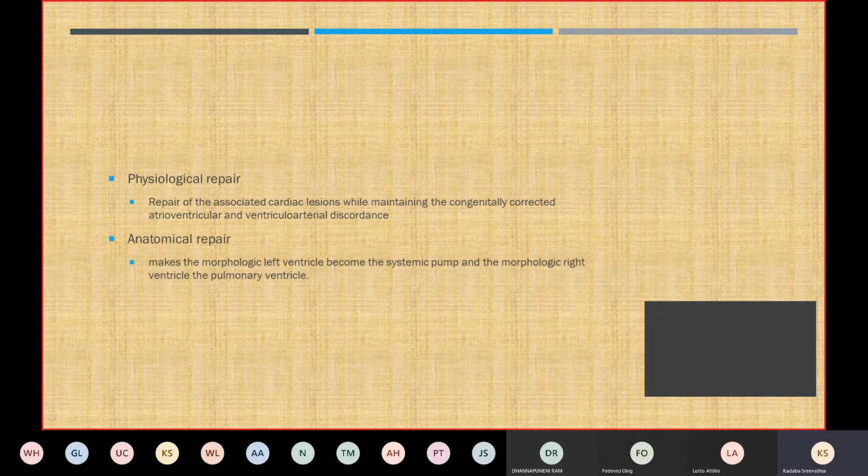So, what are the repairs that we aim in ccTGA? The surgical options for ccTGA is to do a physiological repair, meaning that only the associated cardiac lesions are corrected, and the atrioventricular and the ventricular arterial discordance are not touched upon. The other way is we do an anatomical repair, where the morphological left ventricle becomes a systemic pump and the morphological right ventricle will become the pulmonary ventricle, and hence is much better anatomically. Now, there are various arguments, pluses and minuses of physiological repair or anatomical repair as well.